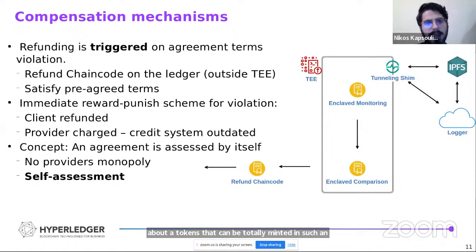the refunding can happen at the point it should happen, in the sense that when there is a violation, we have the schema in which we reward the client for the violation, because they didn't receive the service promised that they are paying for. And of course, in order to keep the economic model valid, the provider is charged the same amount. So this is the essence of the compensation.